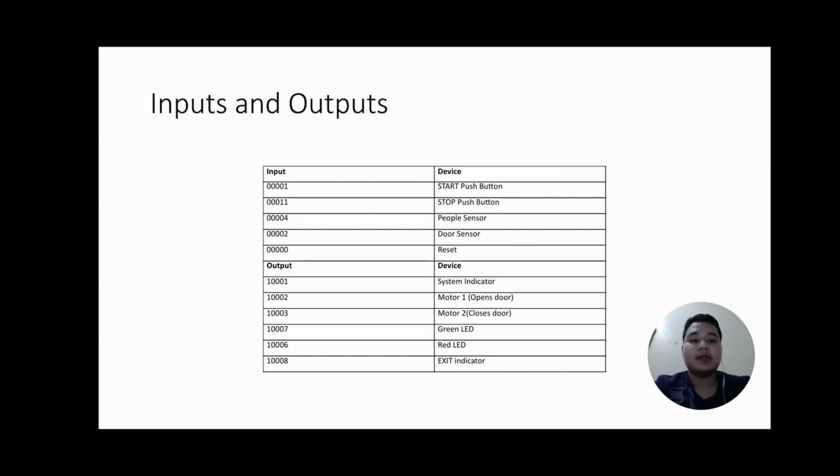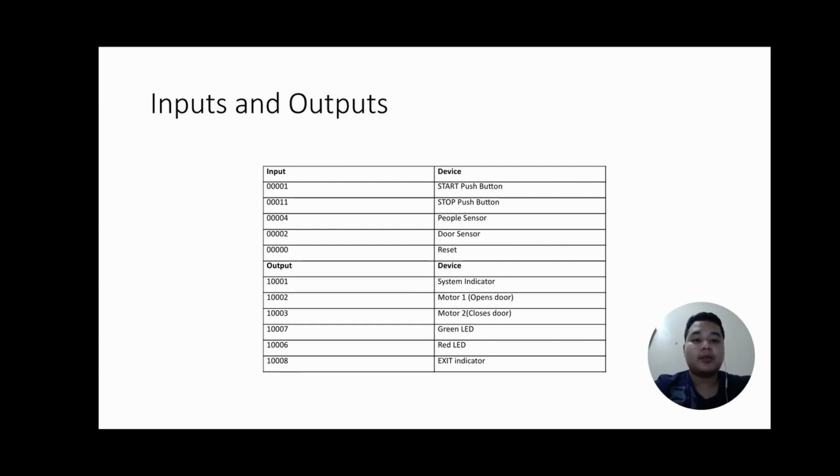Next, people sensor and door sensor. People sensor is to sense visitors in front of the entrance at the hospital. Door sensor is to sense the incoming visitor at the sliding door. Reset button is to reset the number of visitors at the counter in the hospital.